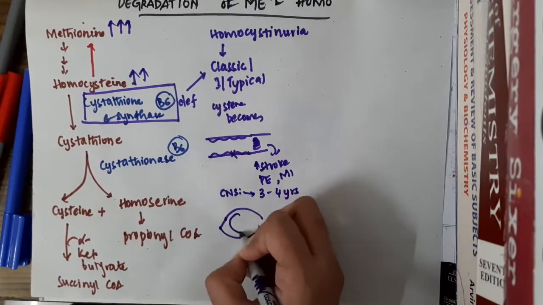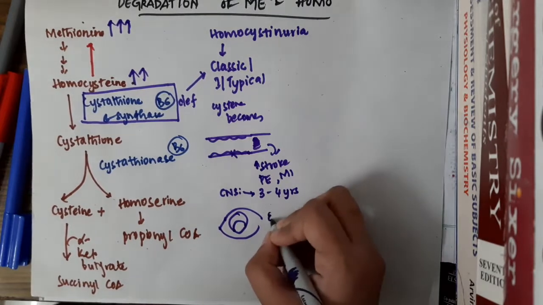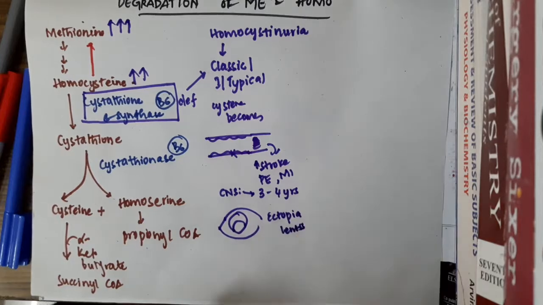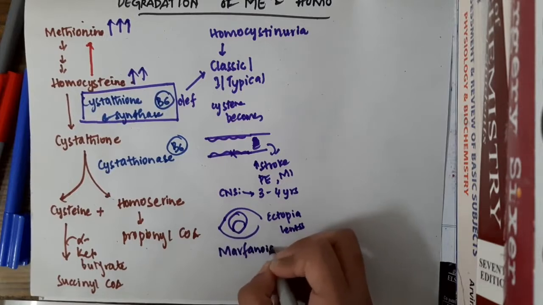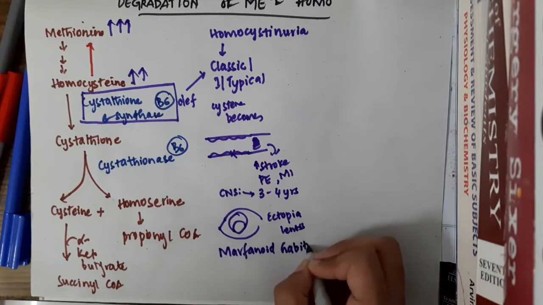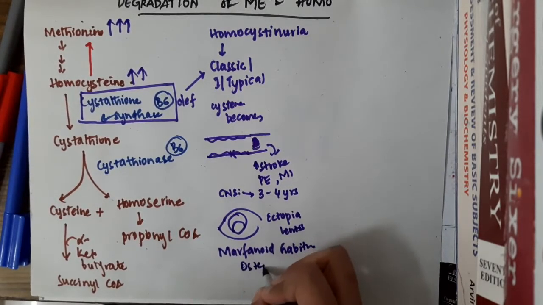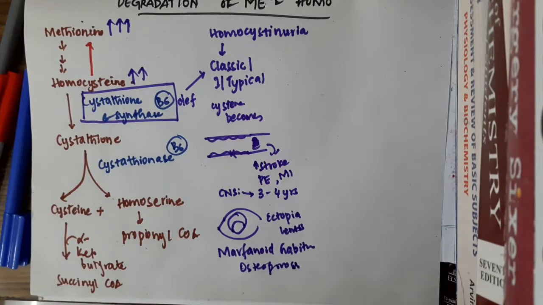And in the eyes, you can see downward dislocation of the lens, and this is called ectopia lentis, which is also seen in these patients. There is a marfanoid habitus in patients with homocystinuria. Then we can also see osteoporosis. Marfanoid features include tall stature, scoliosis, pectus excavatum, and arachnodactyly in patients with homocystinuria.